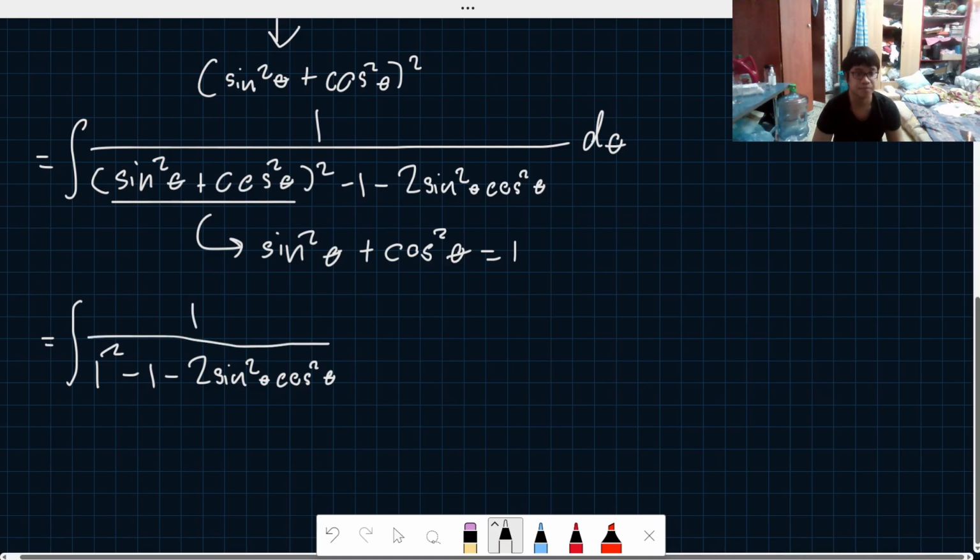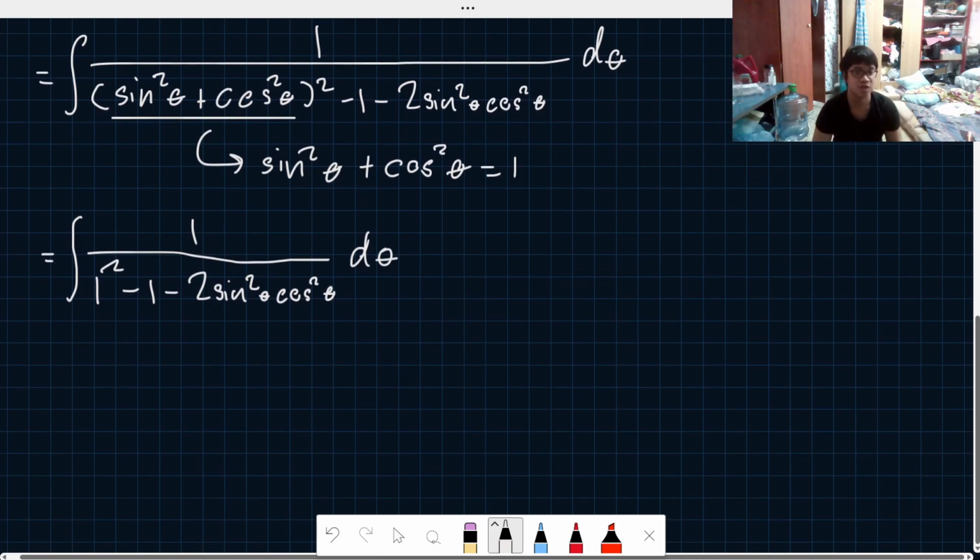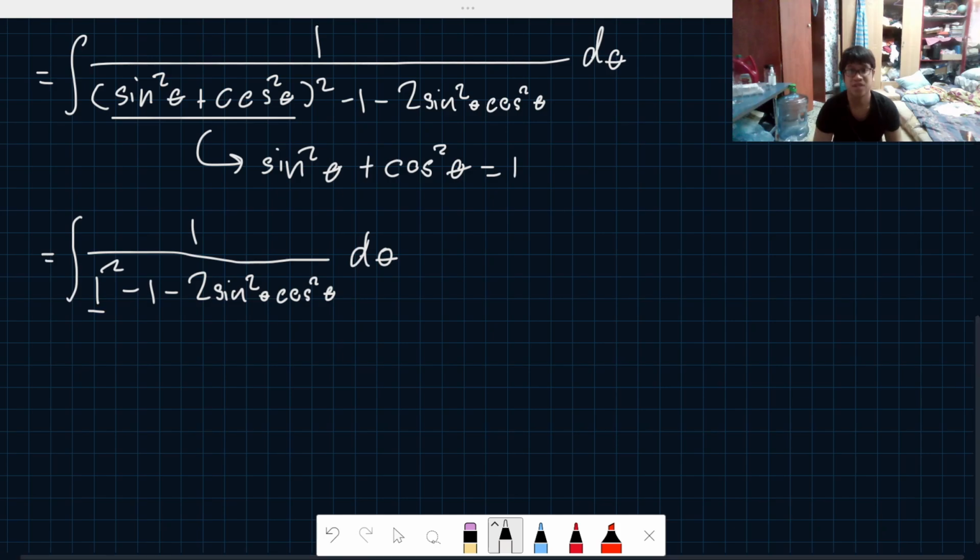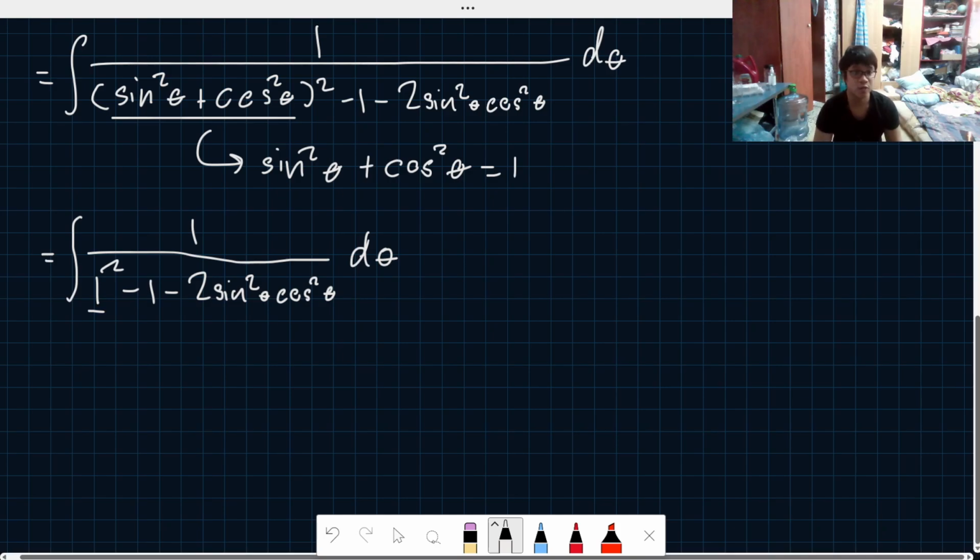Now we can simplify this even more because 1 squared is just the same as 1. Combine it with minus 1, what will happen? It's just 0. So 1 minus 1 is 0. So we will have 0 minus 2 sine squared theta cosine squared theta. We will have negative 2 sine squared theta cosine squared theta. It seems like it's already simplified.